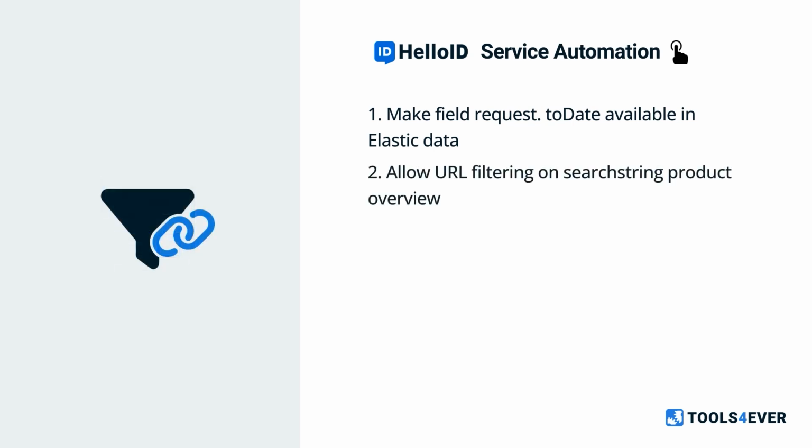The second new feature is that we track the search term of self-service products in the URL bar of the browser. This makes it easy to save or share your configured filters, including the search term, with colleagues. It's also possible to refer external applications to HelloID with the desired search term already included.